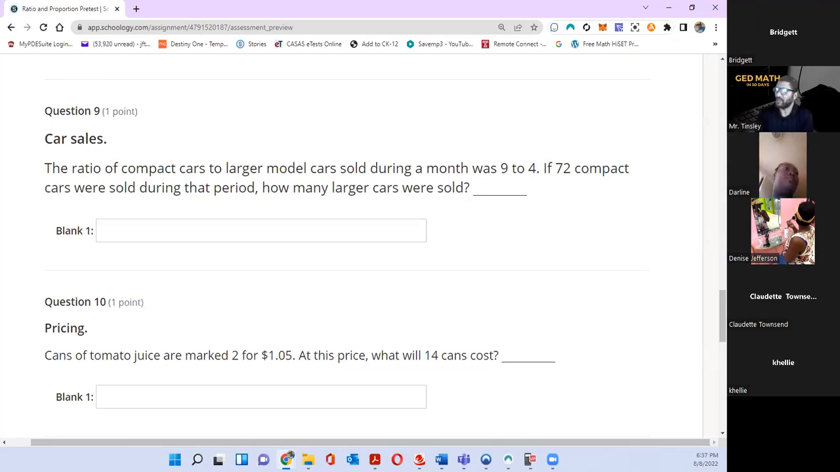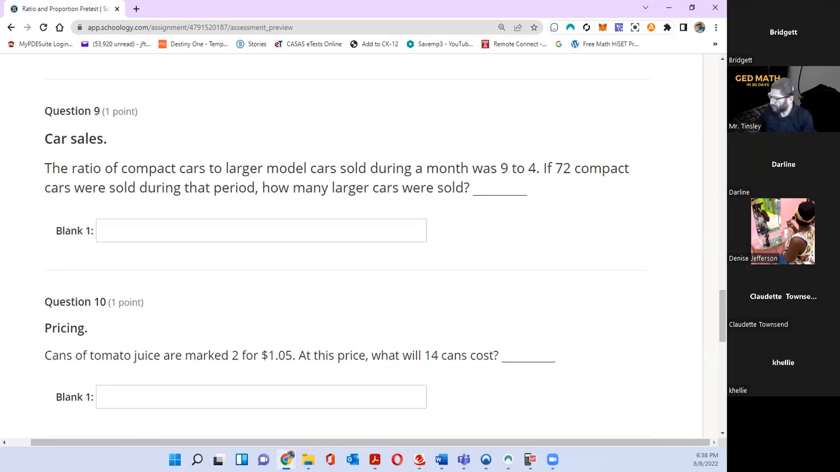What would be this answer? Let's see if anybody else can get the correct answer. The ratio of compact cars to larger model cars sold during the month was 9 to 4. If 72 compact cars were sold during that period, how many larger cars were sold?